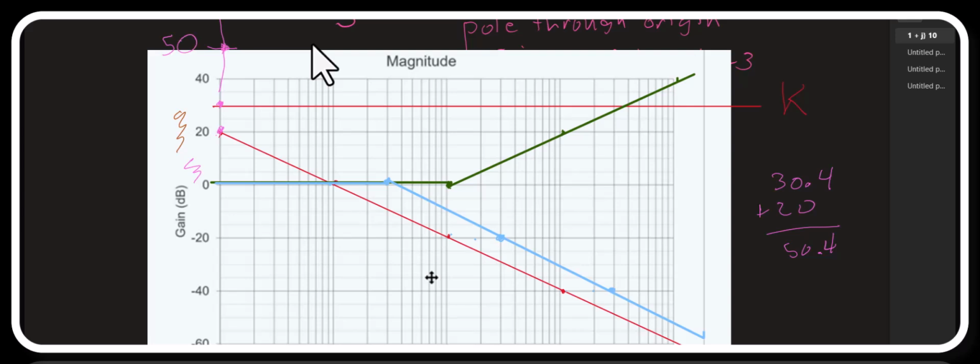Now I need to look at the slopes. From here on out, I'm going to be adding slopes. At this point, the only thing that doesn't have slope 0 is the pole through the origin, and it has a slope of negative 20. I'm currently at 50. I want to go down by 20 because my slope is negative 20. So 50 minus 20 is 30. So at the next decade, I will be at 30.